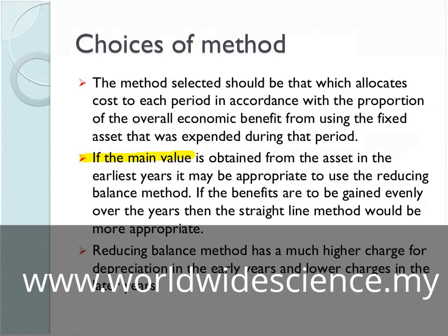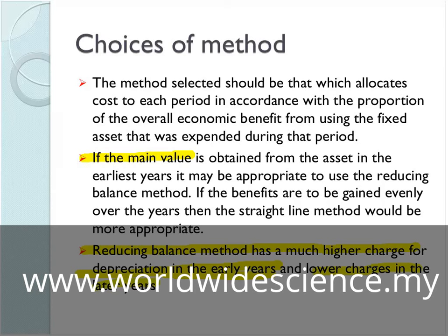If the benefits are to gain evenly over the year, then the straight line method would be more appropriate. The reducing balance method has a much higher charge for depreciation in the early years and lower charges in the later years. So you must remember, the reducing balance method has a much higher charge for depreciation in the earliest years, in the first and second years, and lower charges in the latter years.